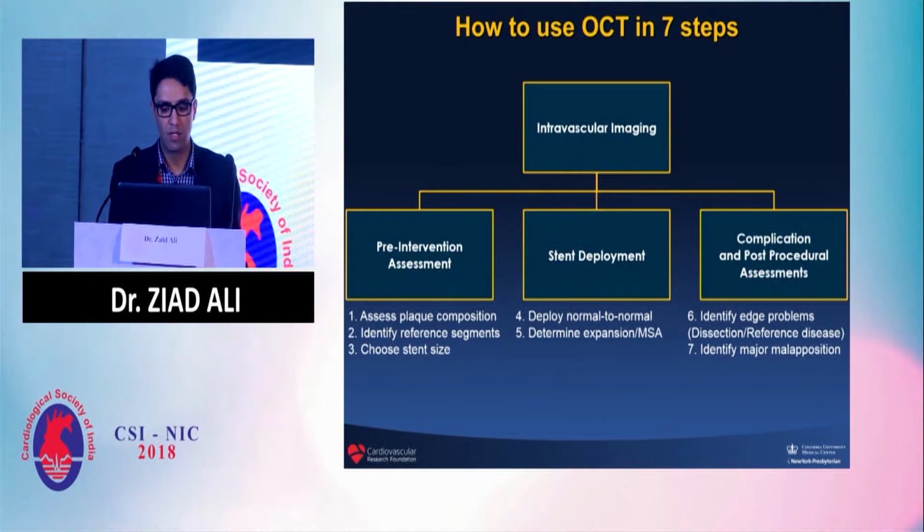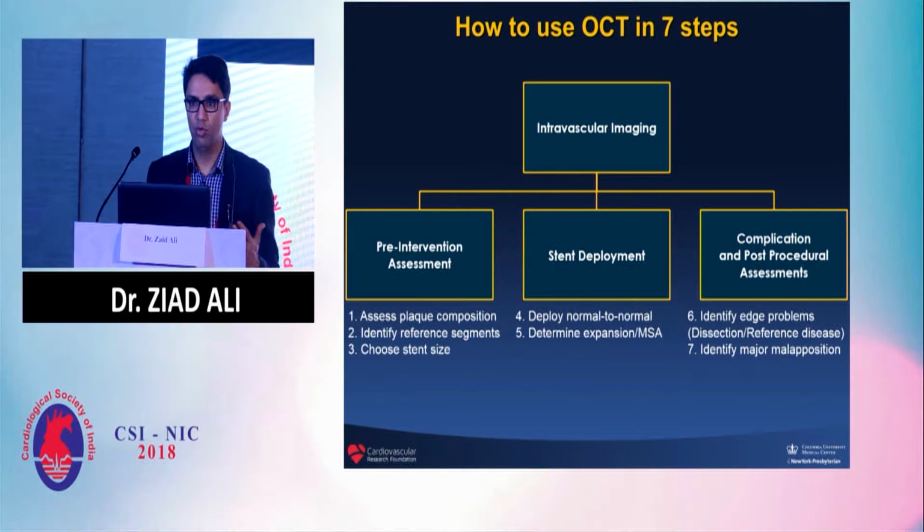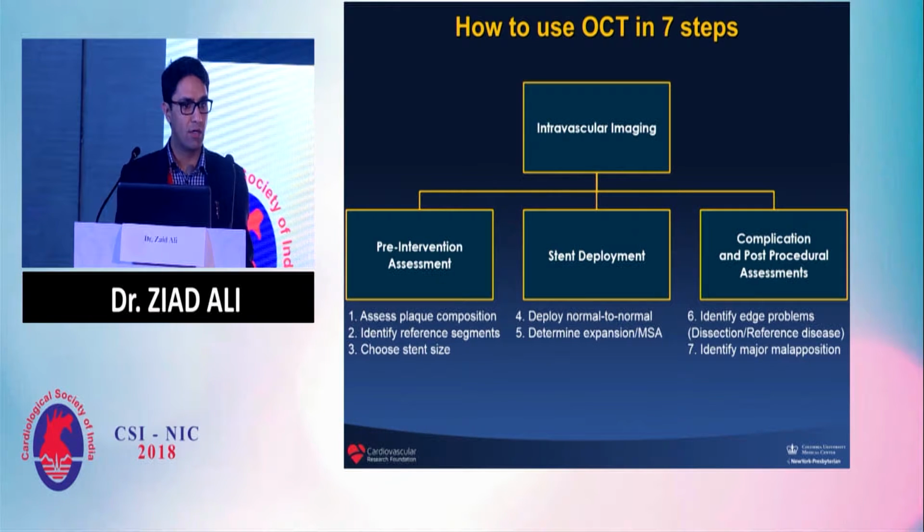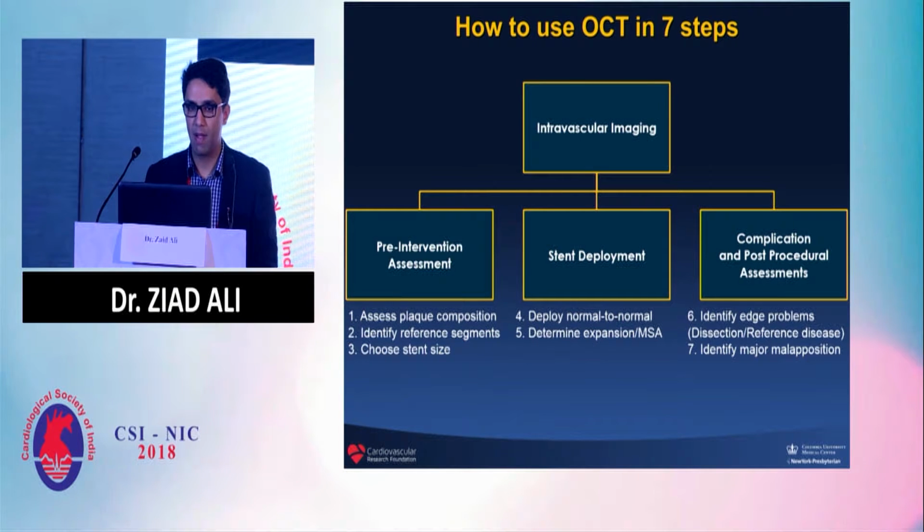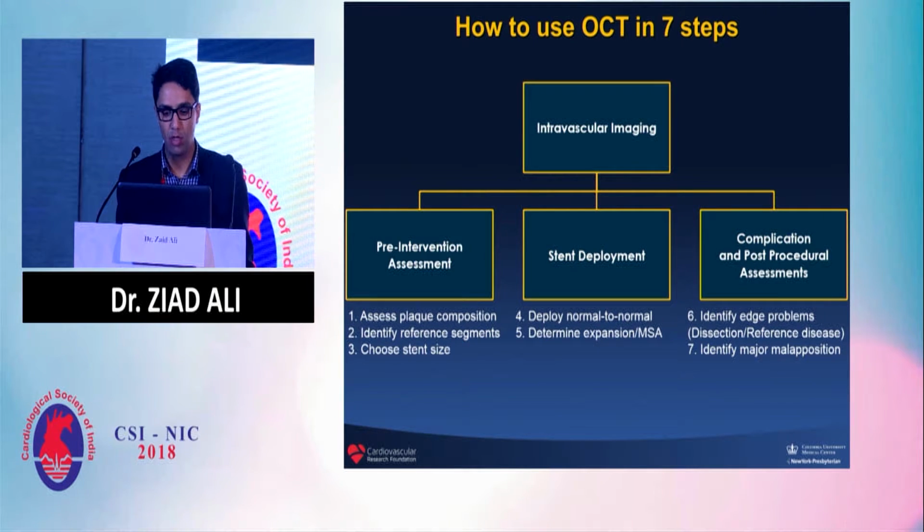So I went through this on a number of occasions yesterday, and that is exactly how we want to use the OCT step by step. Pre-intervention, we're interested in determining the plaque composition and identifying the reference segments, and then choosing our stent size. After that, we want to deploy the stent from normal to normal tissue and determine the expansion. And then finally, we want to look for post-procedural complications such as edge problems and major malapposition.